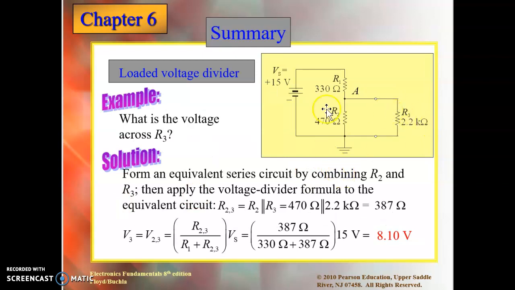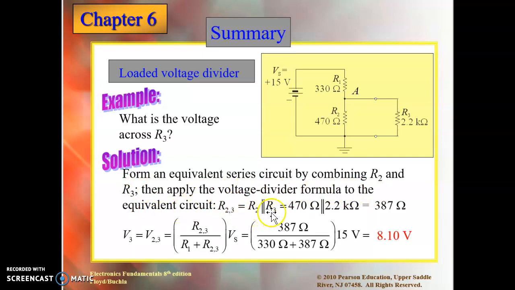So let's do this. For example, what is the voltage across R3? They're asking us what is the voltage across R3, which will be the same voltage across R2. Why? Because these two resistors are connected in parallel, so it should be the same. So how do we do it? We have to find an equivalent for the combination of R2 and R3. So we find the equivalent series circuit by combining R2 and R3, then apply the voltage divider formula to the equivalent circuit.